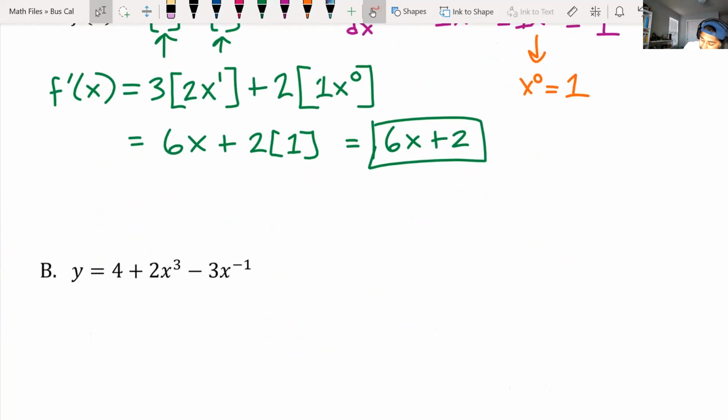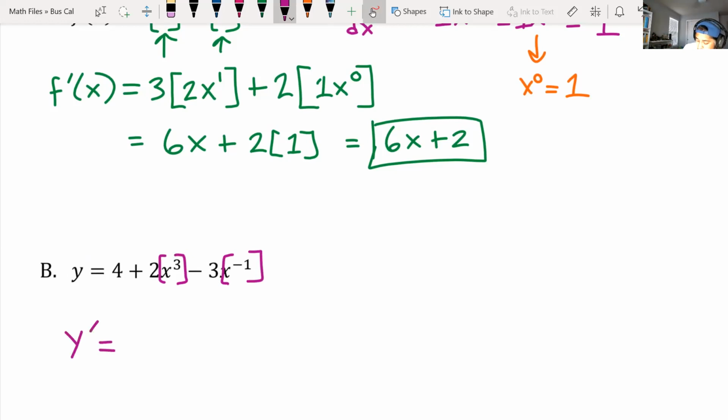All right. So B. y equals 4 plus 2x cubed minus 3x to the negative 1. This is in the perfect form. We don't have to rewrite anything. We're ready for the derivative. I'll just separate the functions for now. There we go. And now we're ready for the derivative.